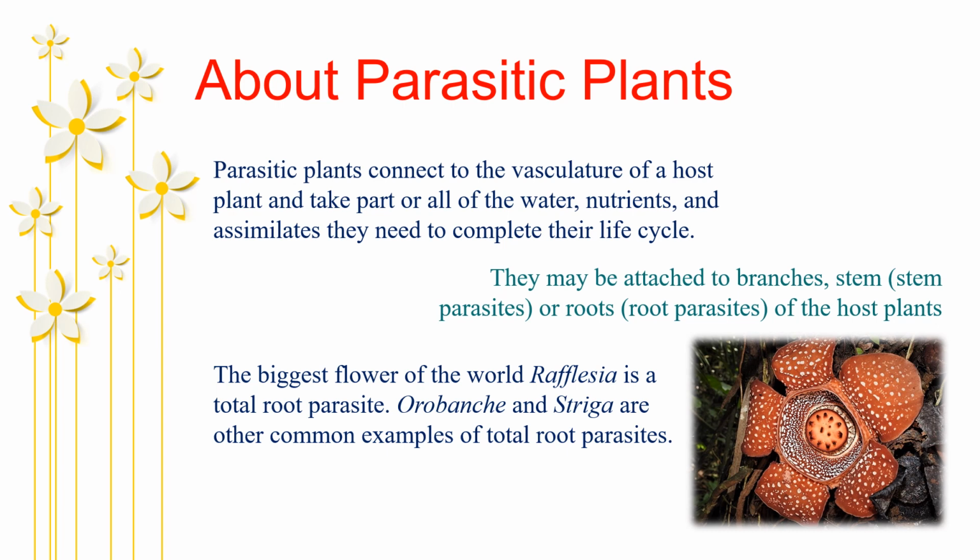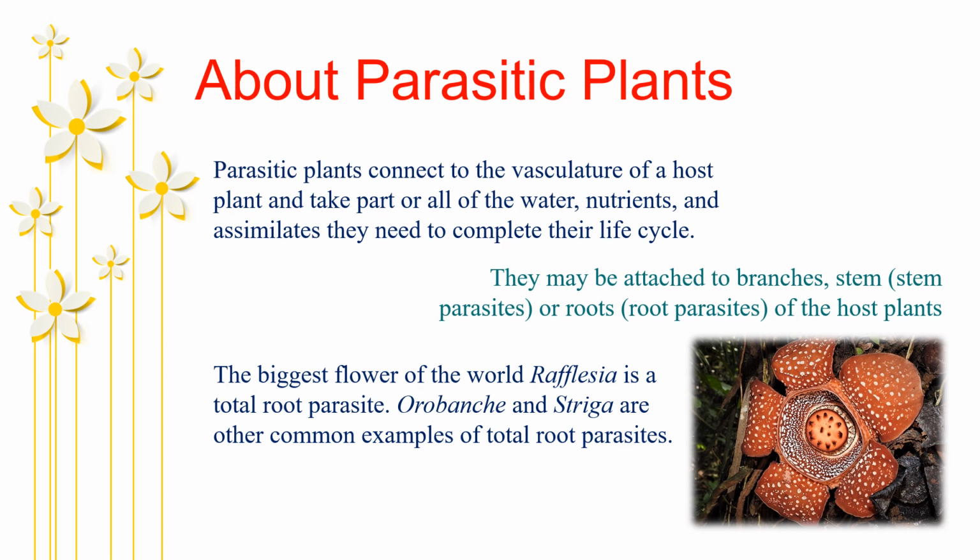Parasitic plants are plants that connect to the vasculature of the host plant and take part or all of the water, nutrients and assimilates they need to complete their life cycle. So the parasitic plant takes the water and nutrients from its host plant, and when they take these things, they cause damage to their host plants. And these parasitic plants are morphologically variable.